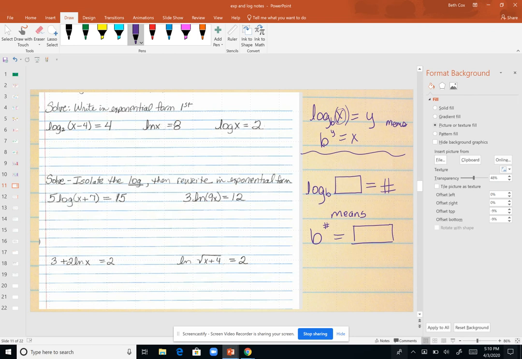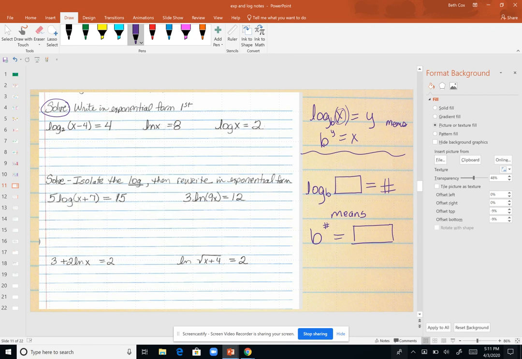So let's look at this first example. It says log base 2 of x minus 4 is equal to 4, and we're asked to solve. Remember, solving means we actually need to know what x is. We need to try to come up with what x is.